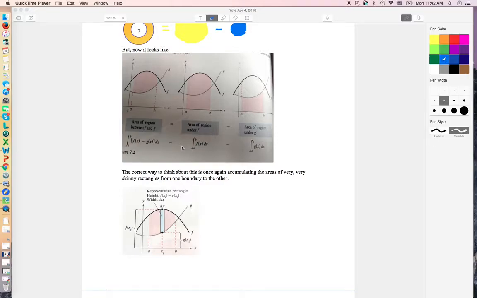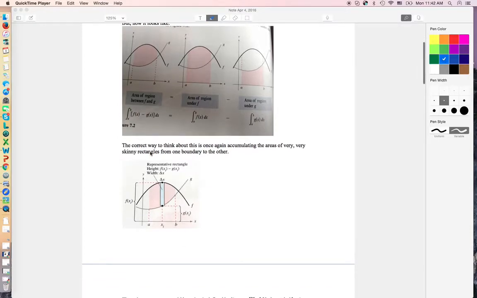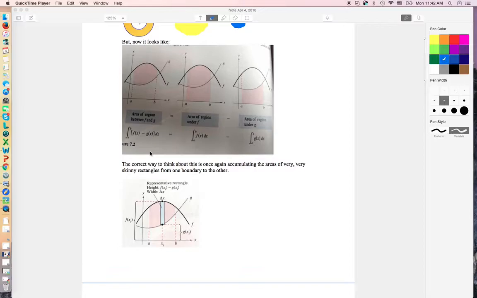So here's the area for what's under F, here's the area for what's under G, and all the way on the left over there, you see the area for then what's in between. You can find the difference between the functions and integrate that. And that's the big idea. If you understand that, the rest is just technical math stuff, but this is the idea of the section.